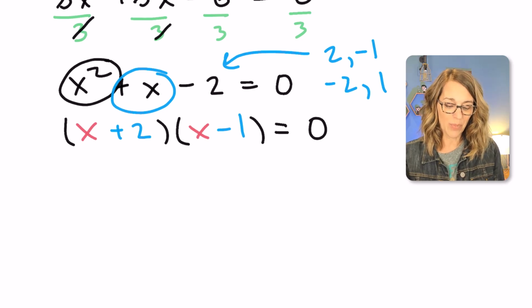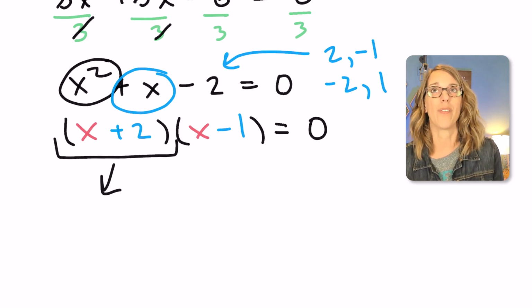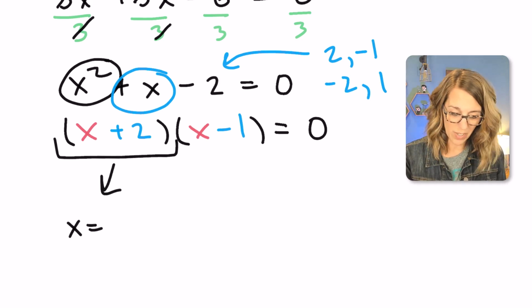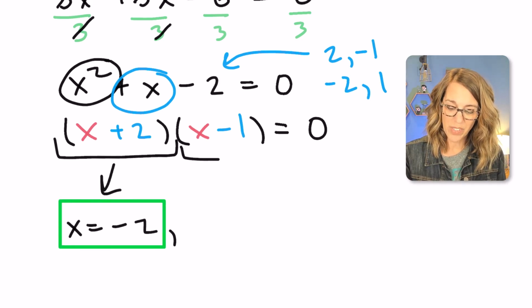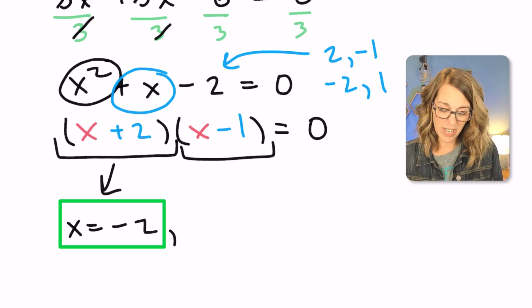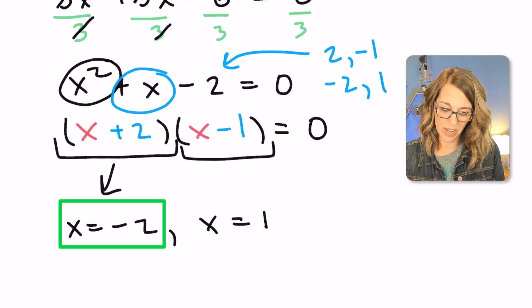This is a really nice one to talk about zeroing those out. How do you zero out x plus 2? X would need to be a negative 2, or you could solve it. How would you zero out that other factor, x minus 1? X would need to be a positive 1, x equals 1.